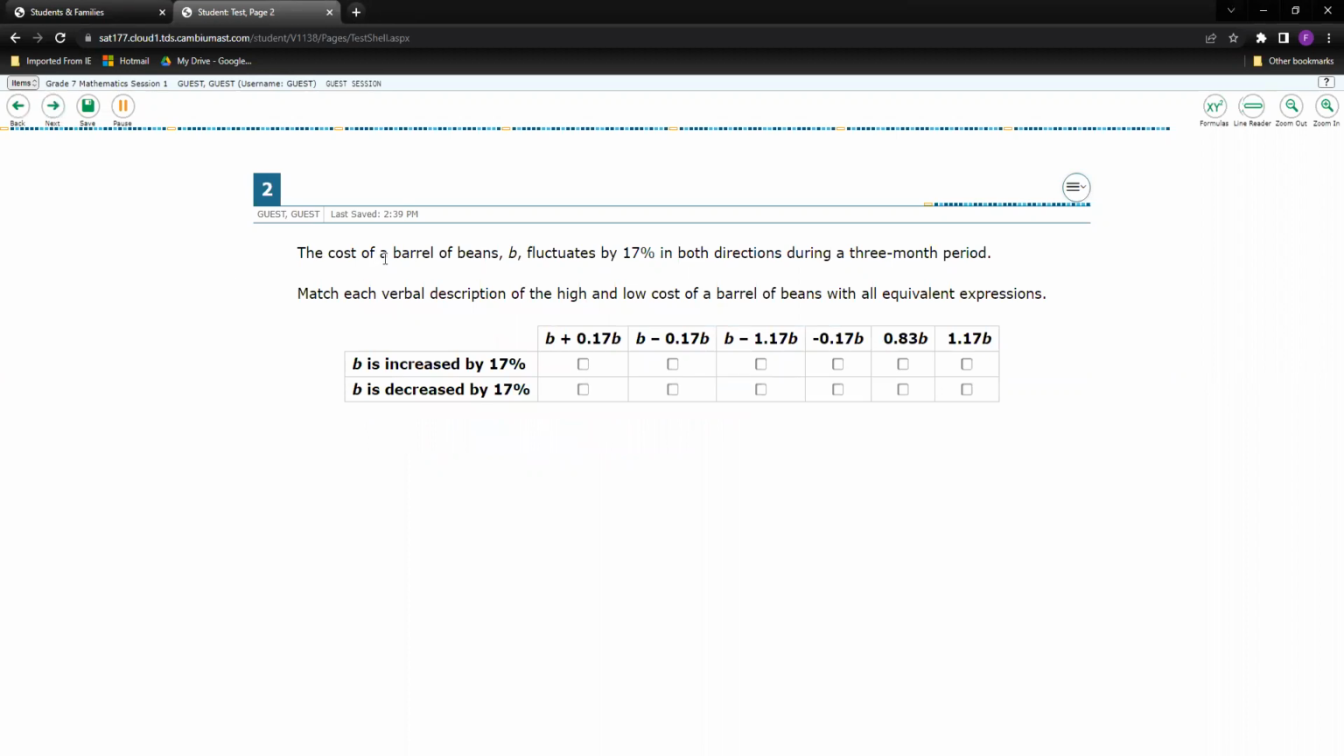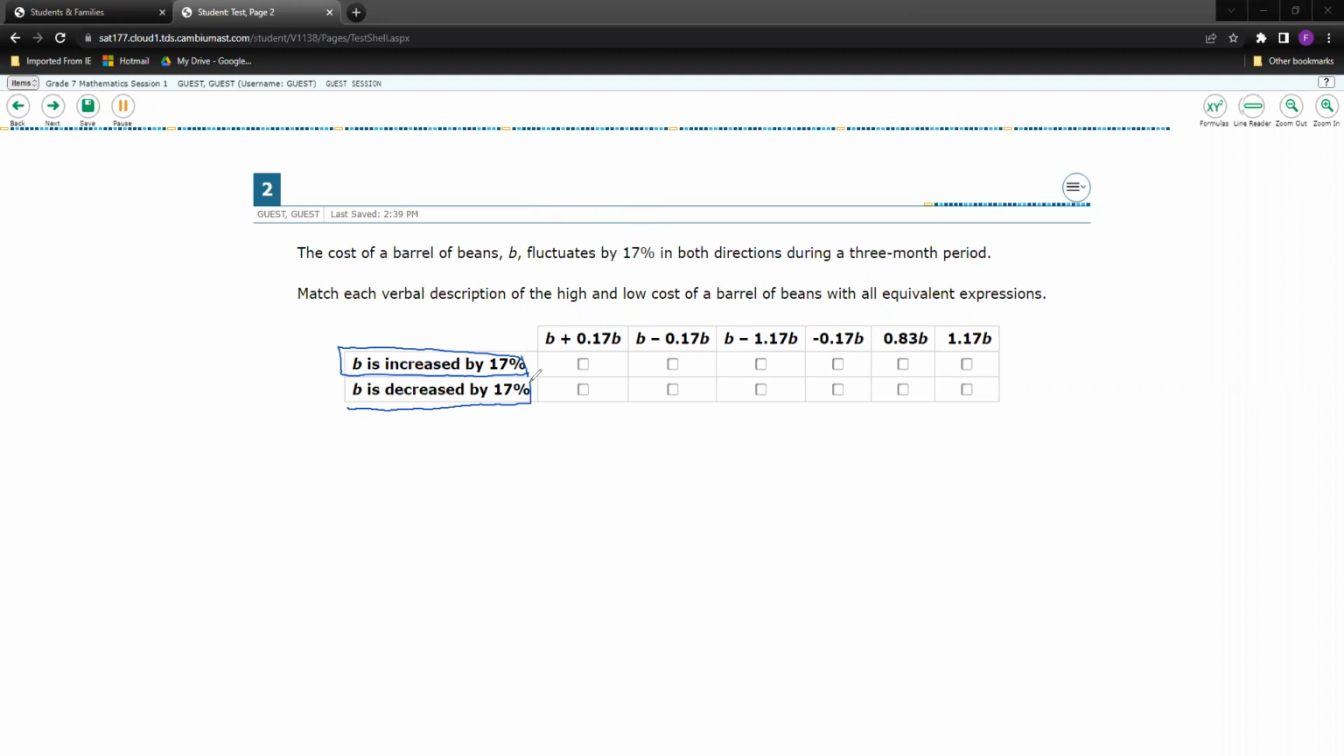Okay, the cost of a barrel of beans, B, fluctuates. That means it changes, goes up and down. So it can be plus 17%, or the price can go to minus 17%. We have it right here. That's what fluctuates, changes. So sometimes the price is increased by 17%, sometimes it's decreased. So that's exactly what we are going to look for.